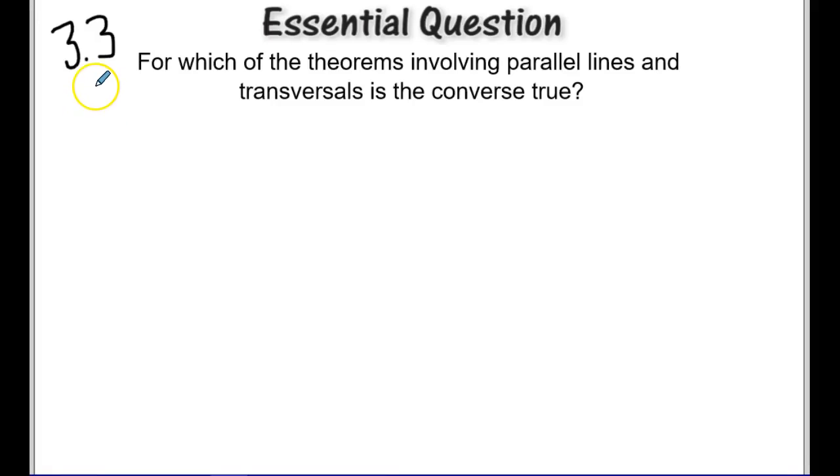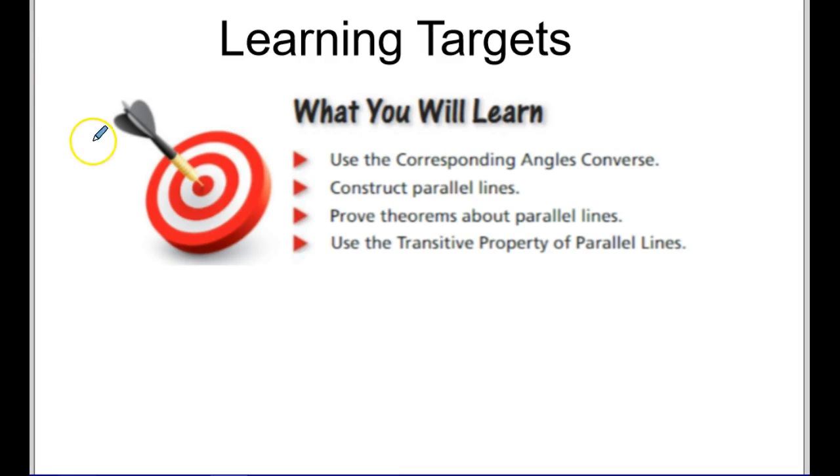So here we're looking at section 3.3, and our big question for today is, for which of the theorems involving parallel lines and transversals, which we talked a lot about in our last section, is the converse true? Okay, so our learning targets: first, we're going to use the corresponding angles converse. We've used the corresponding angles theorem, so now we're going to use the converse.